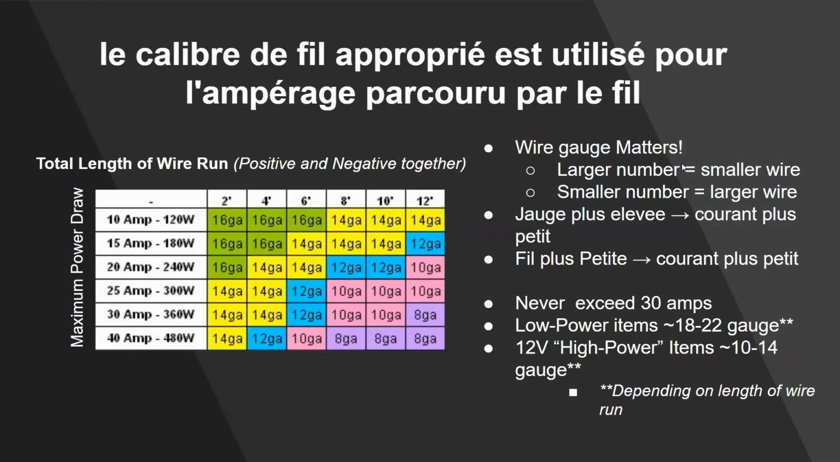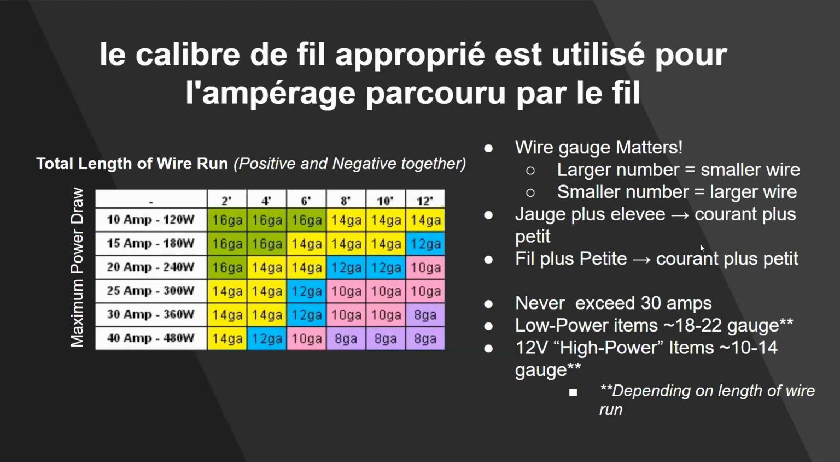But in general, the bigger the number of your gauge, the smaller the wire is. So for instance, a 22 gauge is smaller than a 10 gauge. So the bigger the number, the smaller the wire. A 22 gauge is really, really thin, whereas a 10 is very thick. So it's kind of the opposite of what you would assume it would be.